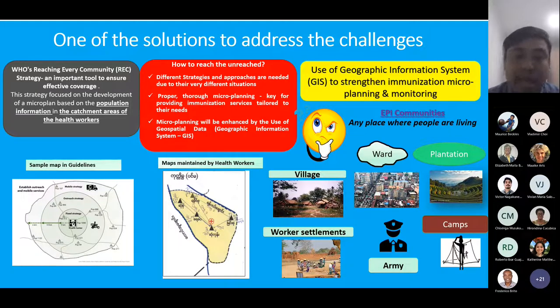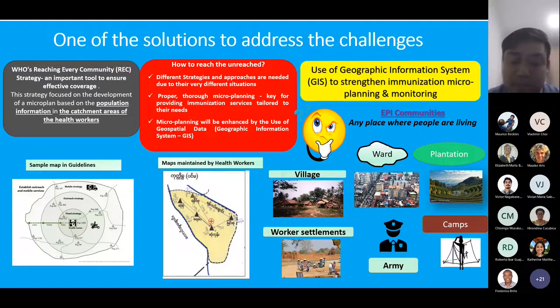So the GIS came in to play a role to understand those populations. At the time, the GIS information was available, but it was not up to date and was not according to the needs of the health workers or the immunization program to develop the microplan. So based on the workshop and brainstorming exercise, we decided to understand the populations and the characteristics of the population, and also the health facility distribution. That is in the context of Myanmar.